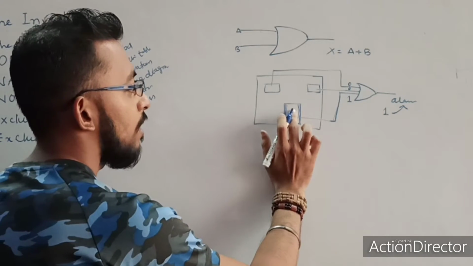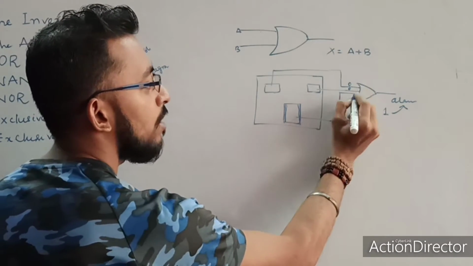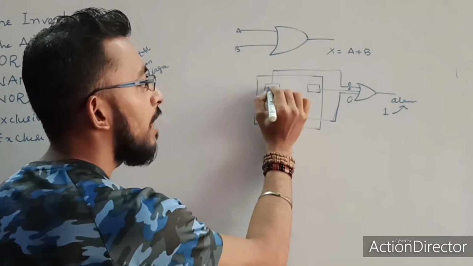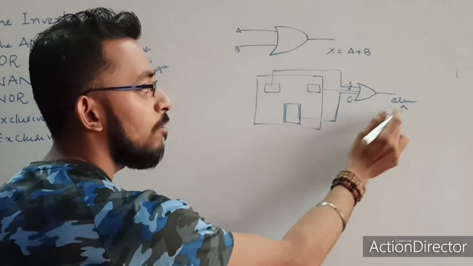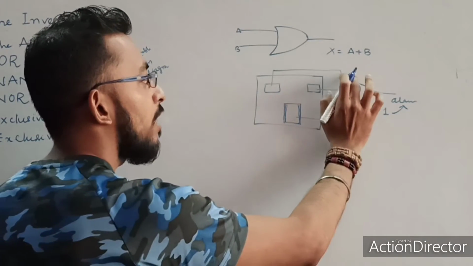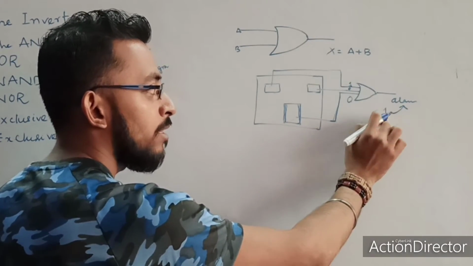Okay, now the second case. My door is closed, that is 0, but someone opened any of my windows, then also I will get my output. And when I get output 1, then my alarm will glow.